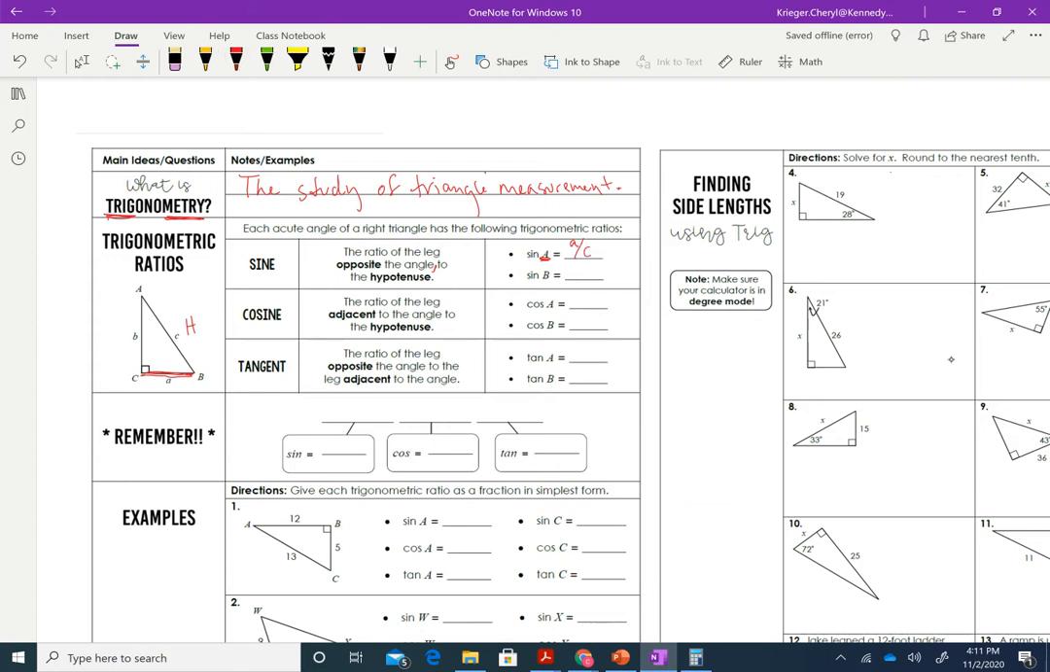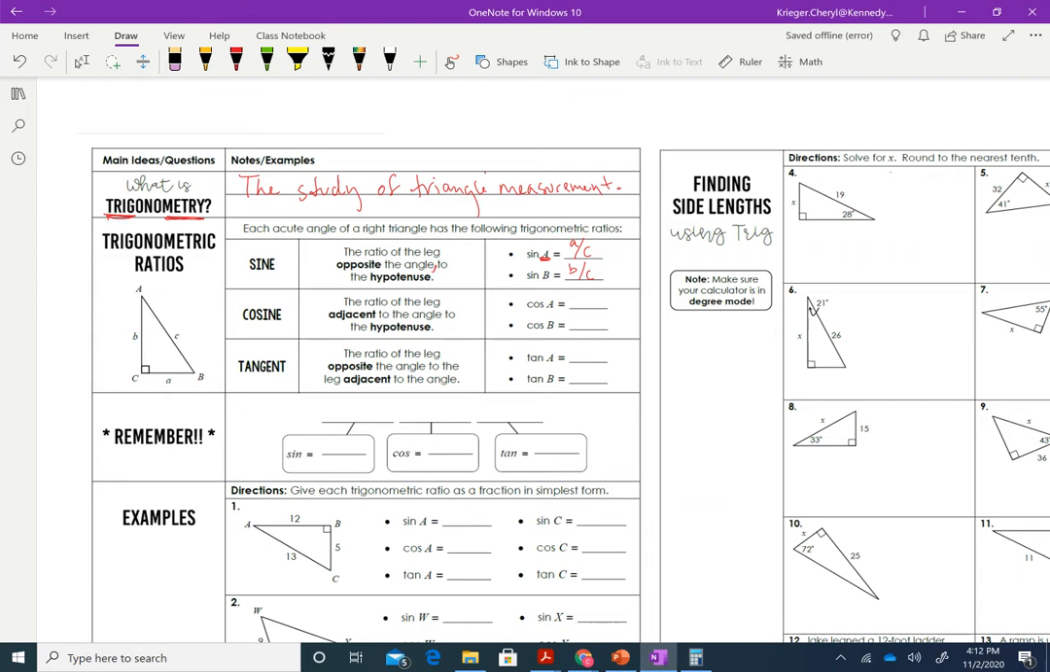Now, if we're finding sine of B, it is opposite angle B over our hypotenuse, C. So sine of B is B over C. It really depends on which angle you're referencing to determine the sine. And sine is going to give us a side length. That's what we're going to use it for in questions 4 through 11.